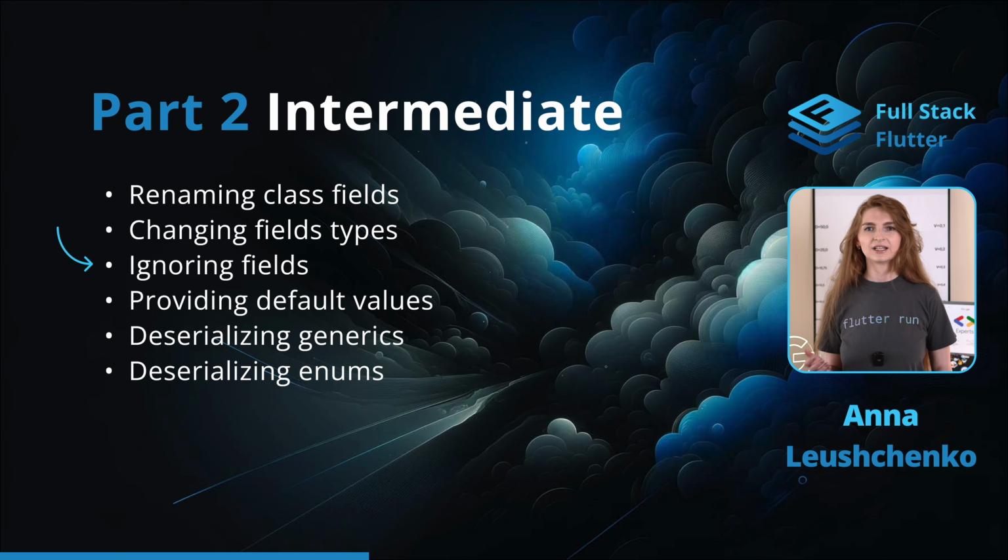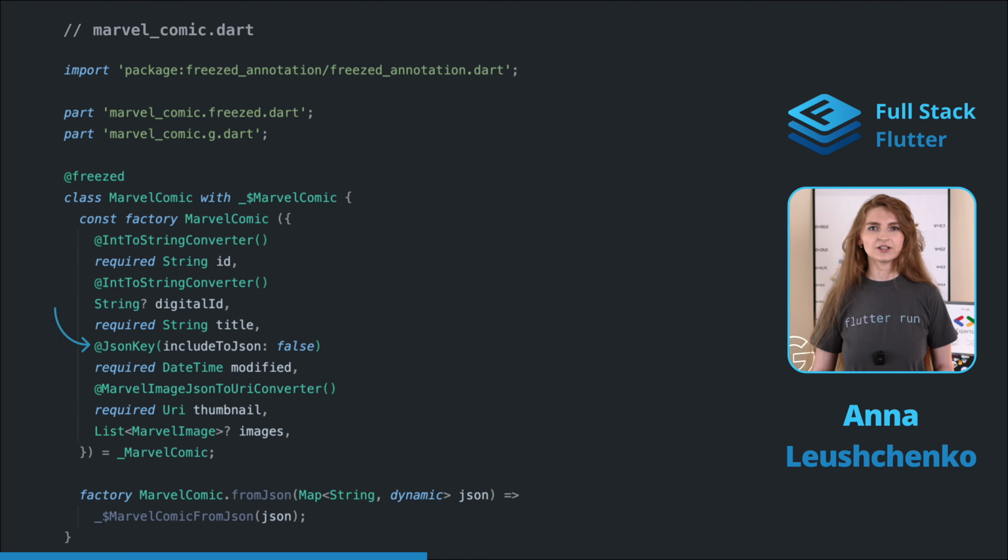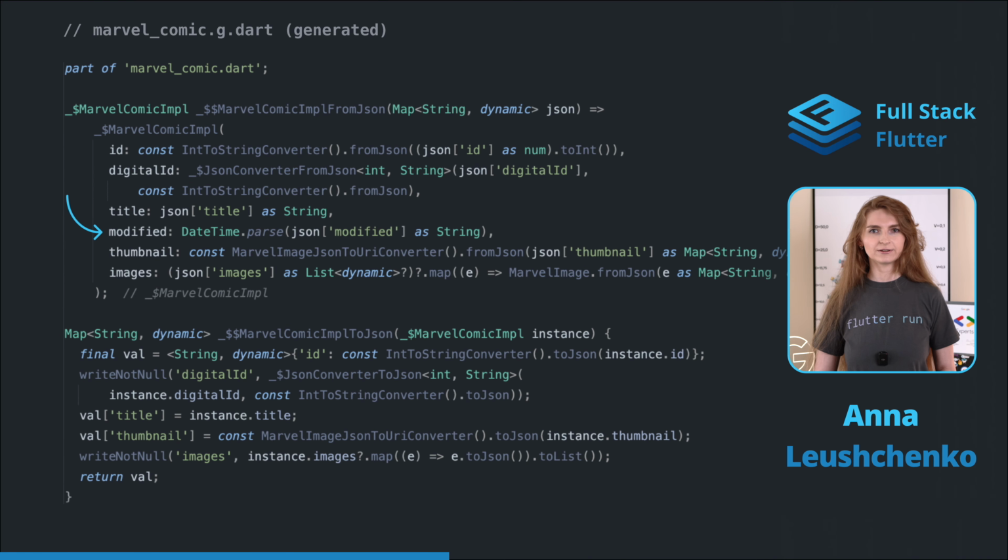Sometimes, for some reason, backend developers may implement the API in a way that it throws errors in case some object fields are sent back in JSON. Let's say in our case, they aren't happy to receive back the modified field. It's easy to fix by adding the JsonKey annotation with includeToJson set to false. Now, the modified field is still being read during JSON deserialization, but is no longer present in the serialization result.